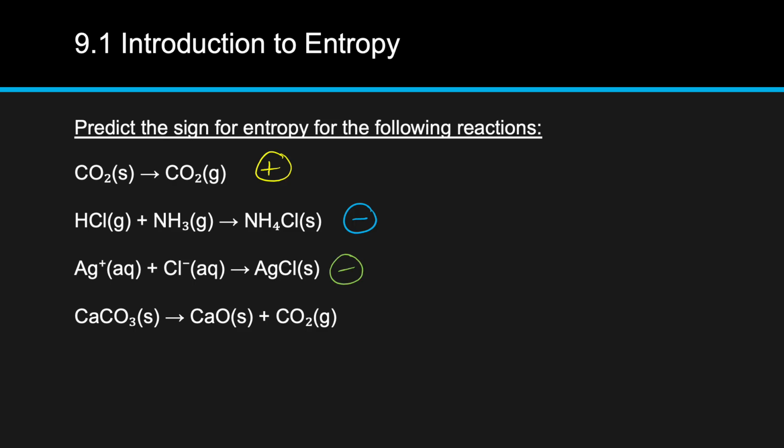And then for our last example on this slide, we have solid calcium carbonate forming calcium oxide and carbon dioxide gas. So because we're going from a solid state to a solid state with a gas, this gas as our product is much more disordered than our original reactant. So because we are increasing this disorder, this is going to be a positive entropy value.